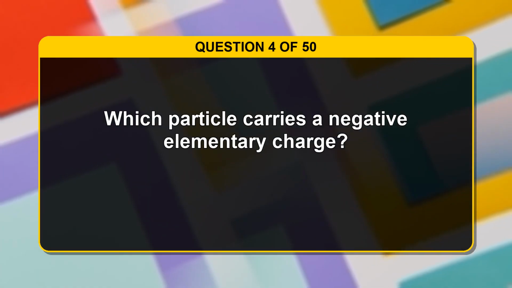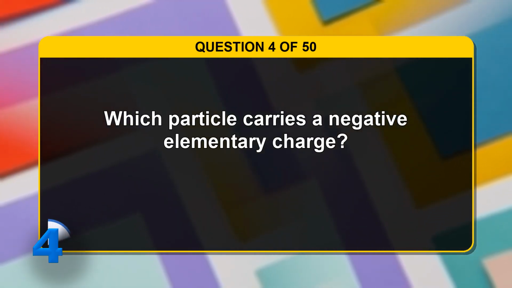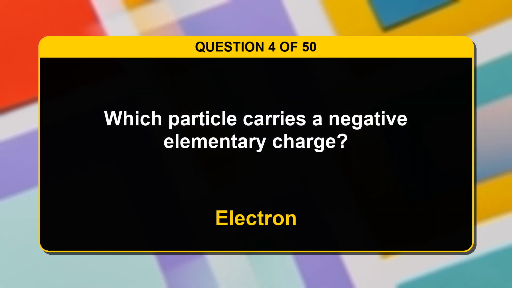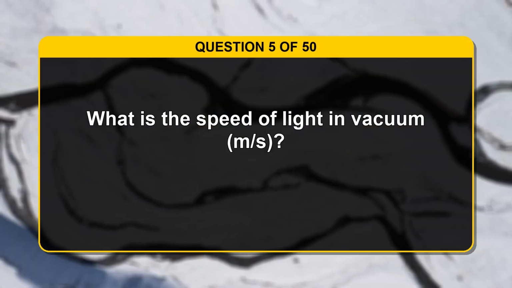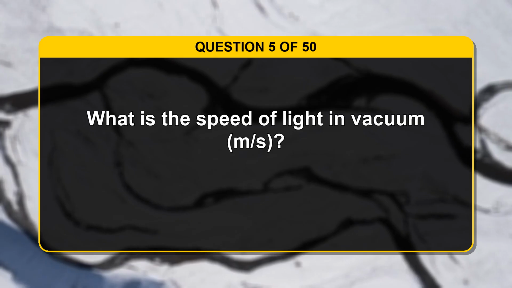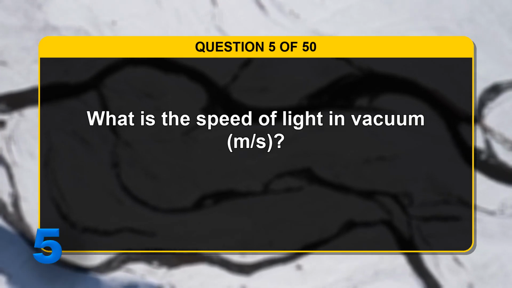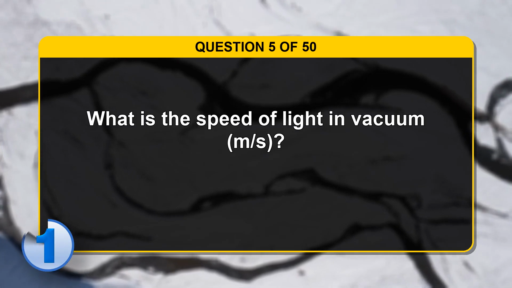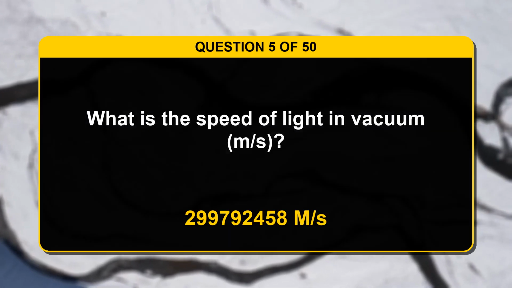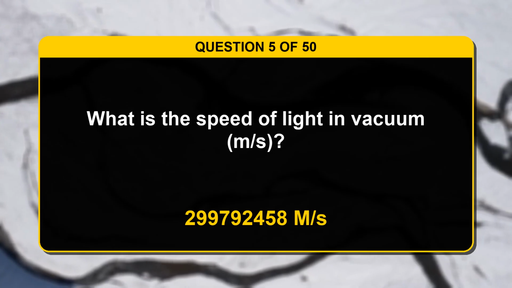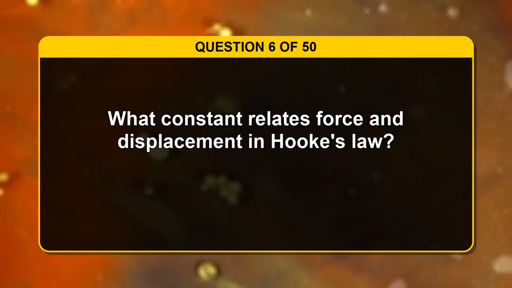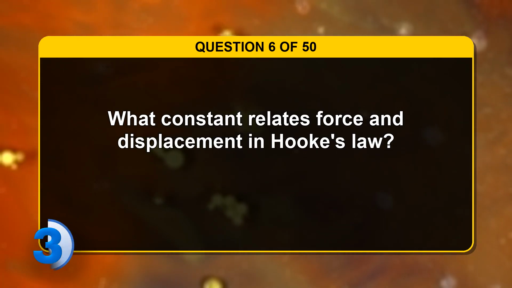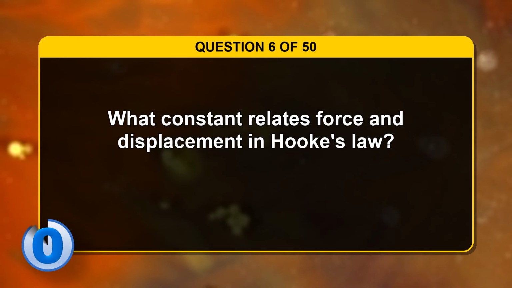Which particle carries a negative elementary charge? Electron. What is the speed of light in vacuum, in meters per second? 299,792,458 meters per second. What constant relates force and displacement in Hooke's law? Spring constant.